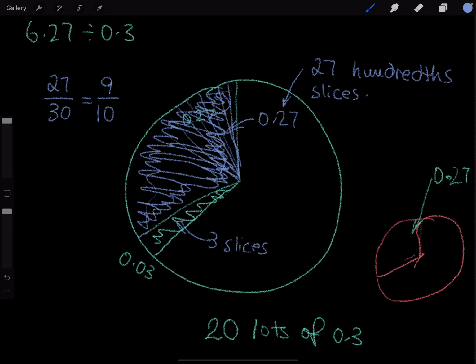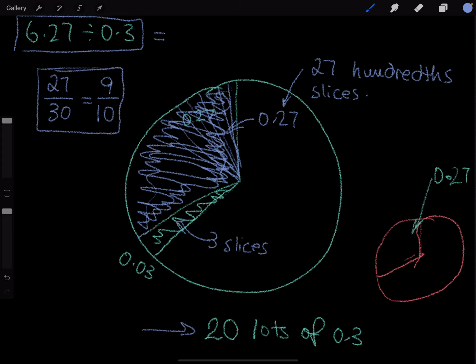Okay. So in total, how many 0.3s are we getting out of the 6.27? 0.9. Oh, that's this part. Yeah. Well, we had another part that we figured out earlier, remember? Down here. Oh. And they add, 20.9. Yeah. Wow. That was complicated, wasn't it?